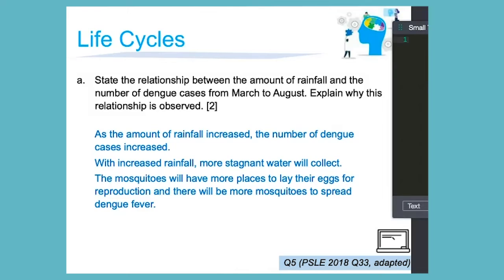But specifically, which part of the life cycle will this stagnant water help? So you're going to tell me that with stagnant water, now my mosquitoes have more places to lay their eggs. So if these eggs hatch, then there'll be more mosquitoes to spread dengue fever. Okay, so that's your 2 marks.